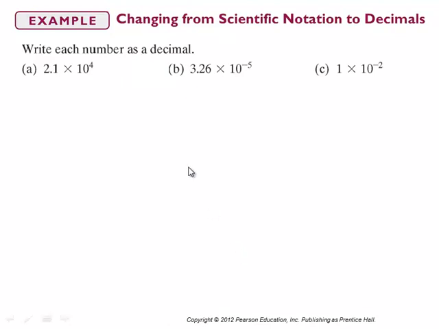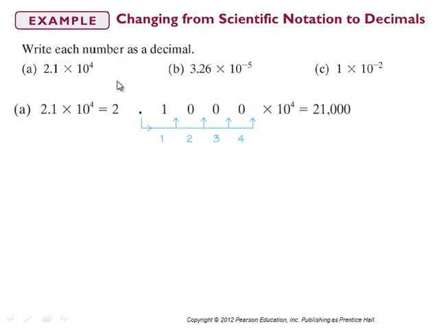We can go in the opposite direction. If we need to go from scientific notation to the decimal, then we could just reverse the process. If you want to take 2.1 times 10 to the 4th power written as a decimal, then we'll write our 2.1 and then count 4 decimal places to the right to end up with 21,000.